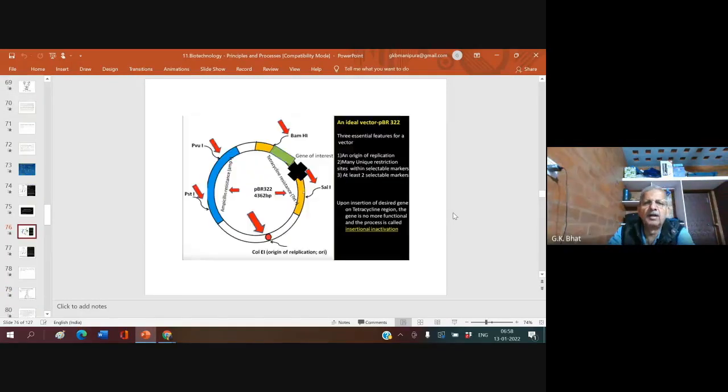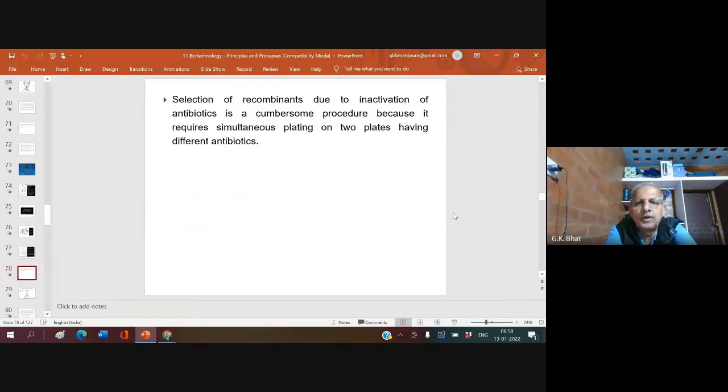Now, selection of recombinants due to inactivation of antibiotics is a cumbersome procedure. Say the tetracycline resistance gene became inactive. It is cumbersome because it requires simultaneous plating on two plates having different antibiotics. You have to put it once in ampicillin and another in tetracycline, and find out in which it will die and in which it will survive. It is a cumbersome process.